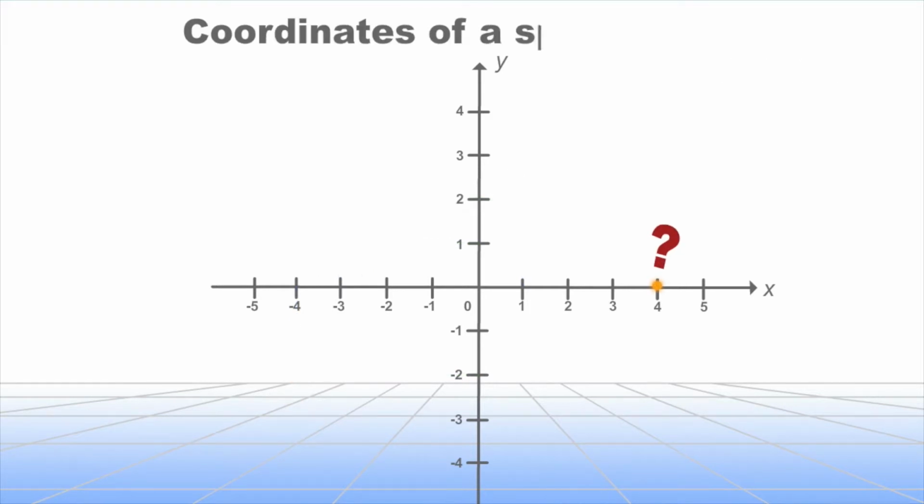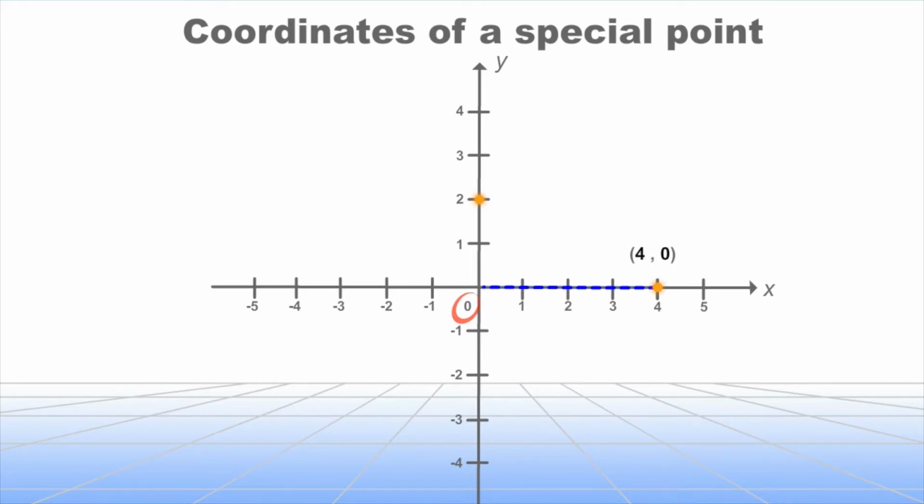What do you think are the coordinates of this point? It is special in some way. We can see that the point cuts the x-axis at 4. This should immediately tell us that the x-coordinate is 4. What about the y-coordinate? If we draw a horizontal line from the point to the y-axis, the y-coordinate is 0. Thus, the coordinates of this point should be 4, 0.